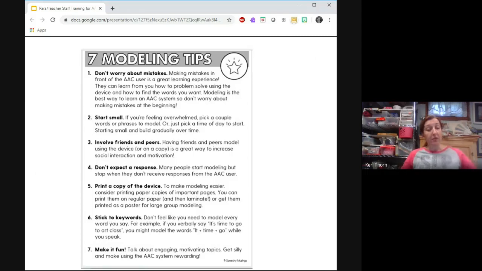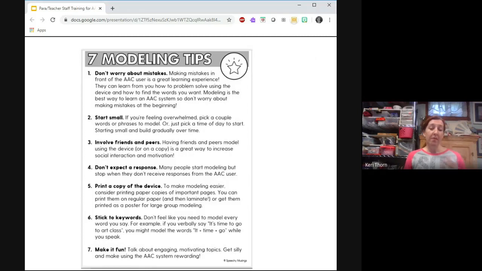Involve friends and peers. If we have other students in the class with devices, what great opportunities for them to model with each other. Don't expect a response. Again, we're modeling and they may not respond right away, but we're hoping the more we model, the more they're going to pick up on the use of the device.